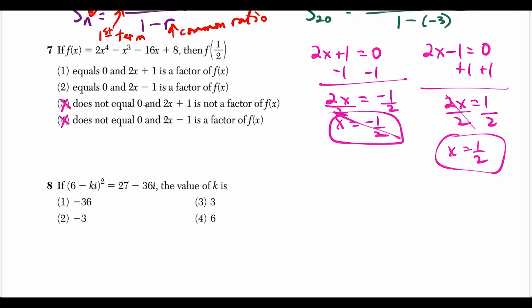So we could chop this one out, and it's looking like 2x minus 1 is our factor. But if you really want to play it safe here, what you could do is plug in -1/2 and see that it gives you something non-zero.